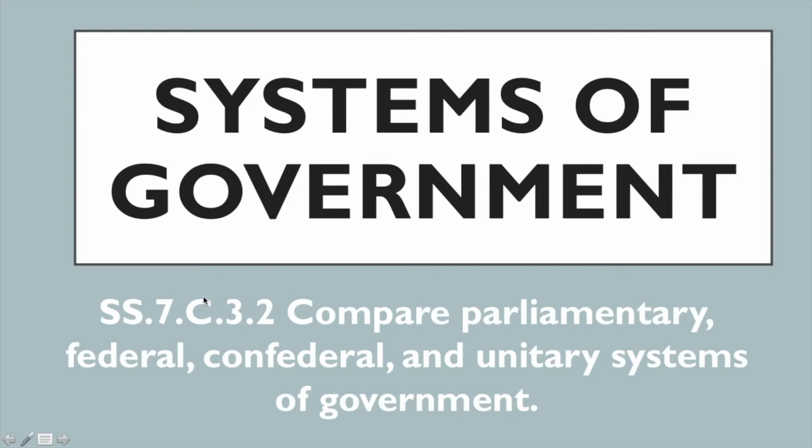So Ms. Kinder is going to be teaching you guys how to define and compare parliamentary government, federal government, confederal, and unitary systems of government. So we used to have in America, we used to live under a confederation or have a confederal system of government. And now we live under a federal system. So that'll be kind of interesting to learn about how we used to have one type and now we have another, and what that looks like in our lives here today. But we'll also look at countries who have parliamentary systems of gov and also unitary systems of government.